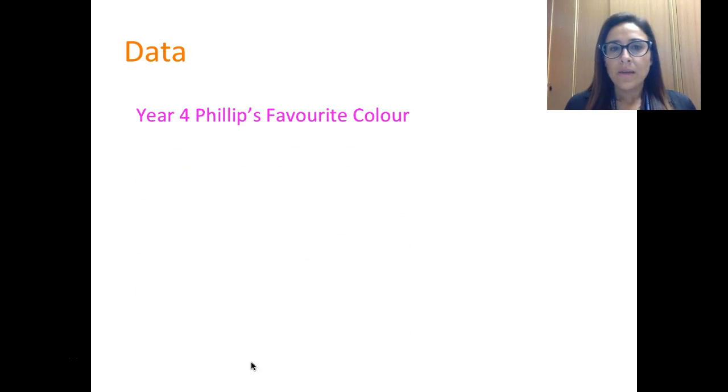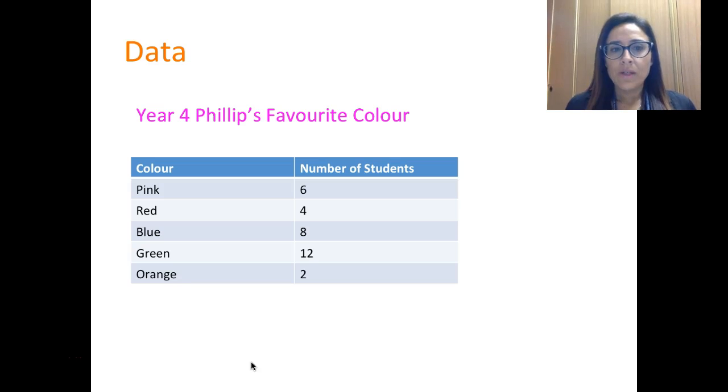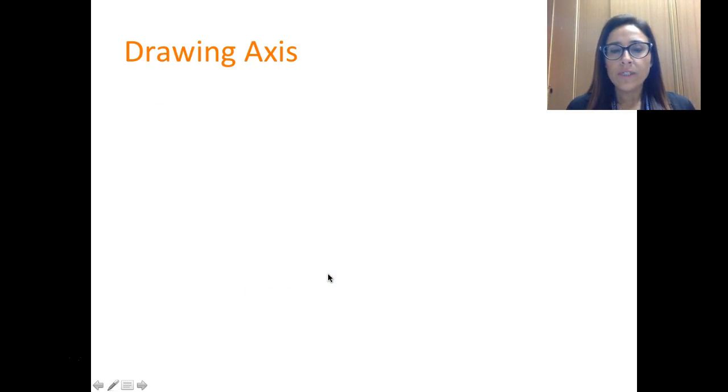Let's get started. So the first thing that you need in order to create a column graph is data. We have data here for Year 4's favourite colour. So you can see that pink, 6 students like, red, 4 students, blue, 8 students, green, 12 students, and orange, 2 students. First thing you need to do when creating your column graph is draw your axes.